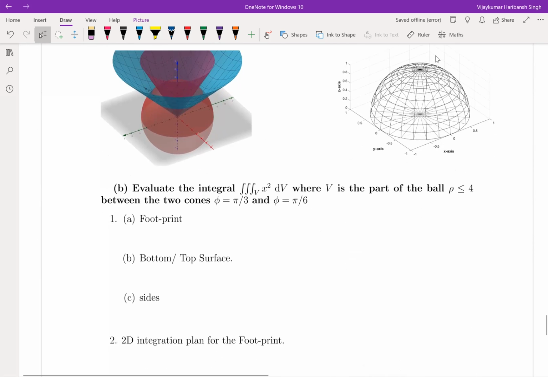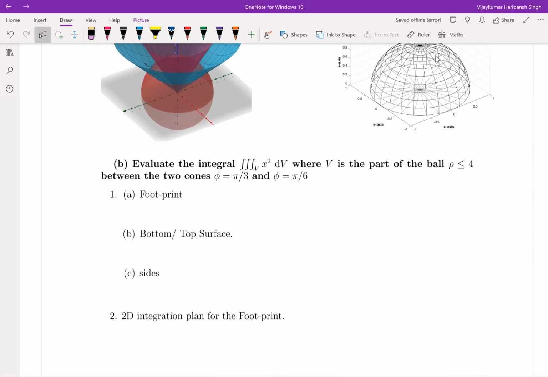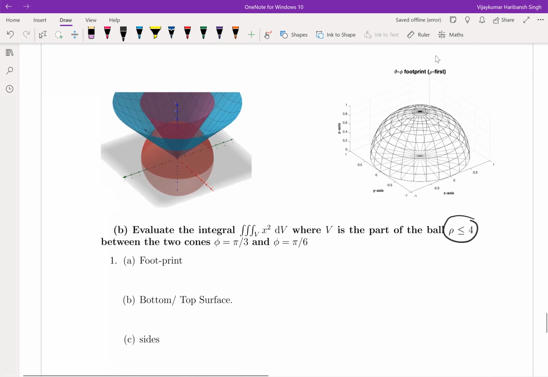All right. Now let's look at the next problem. Evaluate the integral of x squared dV, where V is the part of the ball rho less than or equal to 4. That means you have a sphere, rho less than or equal to 4, and between two cones, phi equals pi by 3. So phi equals pi by 3 is a cone, right? So that would be the inside cone, right?